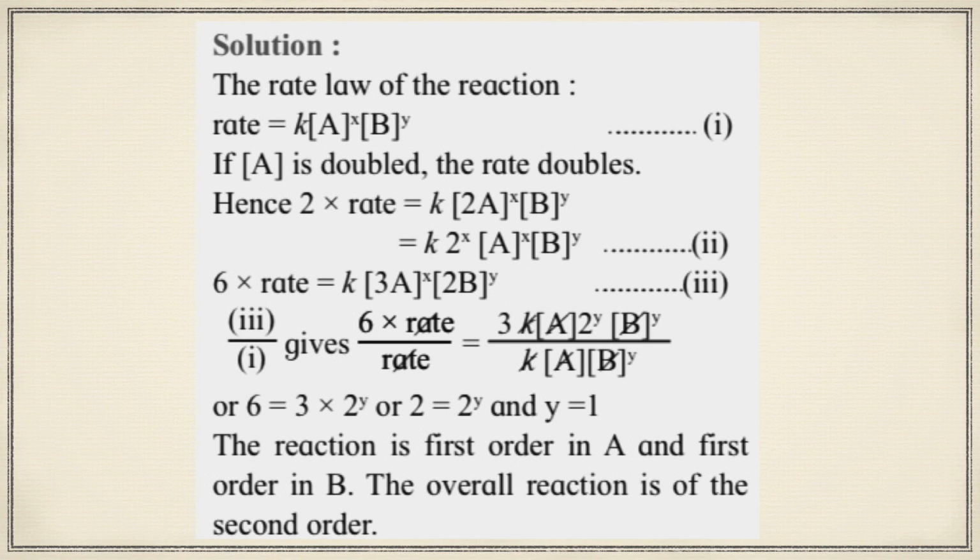Therefore I can say that the reaction is first order in A and first order in B. Therefore the overall order will be 1 plus 1, that is equal to 2. Therefore the overall reaction is of second order. Okay, so we have completed sums till the order of reaction. Next time again we are going to continue with the sums of this chapter. So please try to do sums of similar types. Okay then, bye.